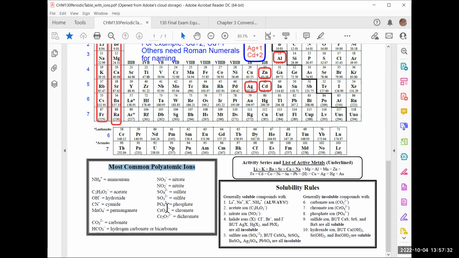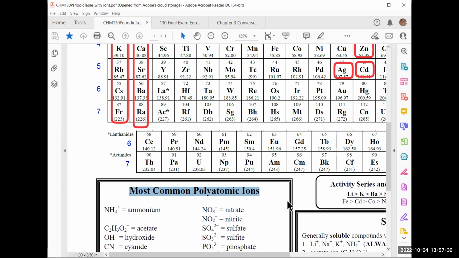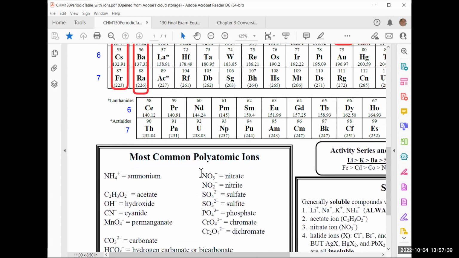They have their specific name. We don't change the name. The NO3 negative charge is called nitrate. Plain and simple. We don't name it nitrogen trioxide or the sort. That's not its name. It's nitrate. And NO2 negative is nitrite, etc. So be familiar with those polyatomic ions because we'll be using those.